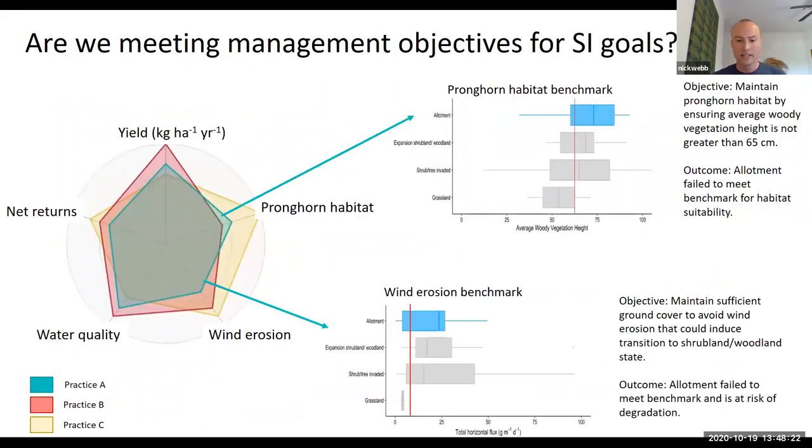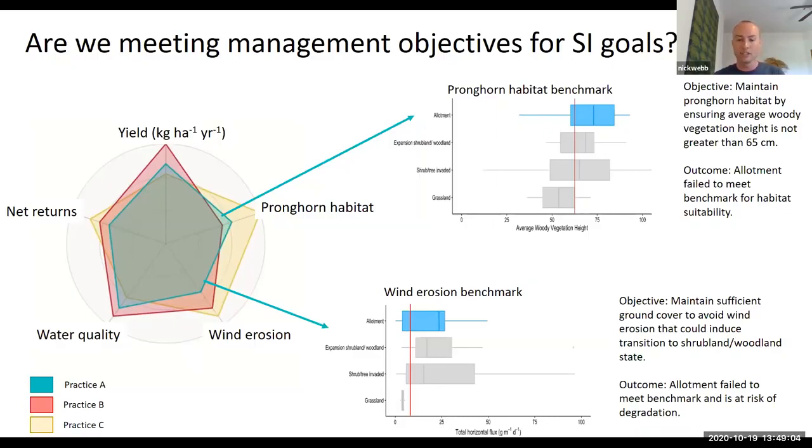Another real benefit of bringing these indicator data sets together is our ability to establish more robust benchmarks to support assessments of the efficacy of different management strategies or practices. Radar plots like the one on the left here really help us visualize the performance of systems against different indicators. But what we really want to know is whether the performance of certain management systems or practices against an indicator is meeting our management objectives. If we're looking at a set of practices, do they all meet our objectives? Do they all fail to meet our objectives, or do some meet and some fail to meet our objectives?